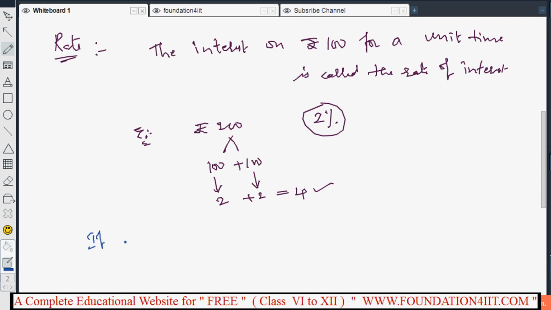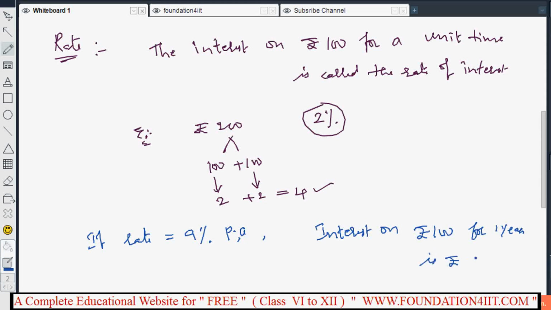If rate is equal to 9%, per annum, per every year 9% interest, then it means that interest on rupees 100 for 1 year, because per annum there is, so for 1 year is rupees 9. For every 100, 9 rupees you have to pay as interest after 1 year.